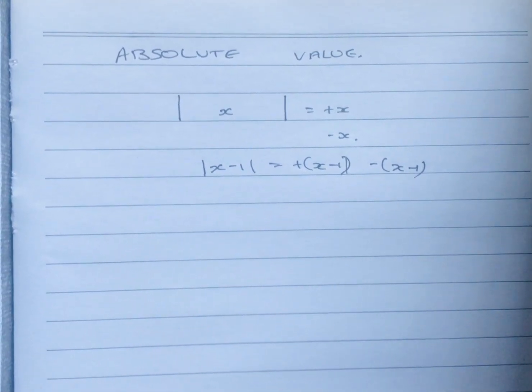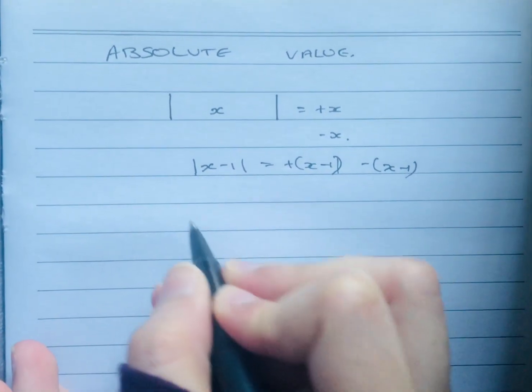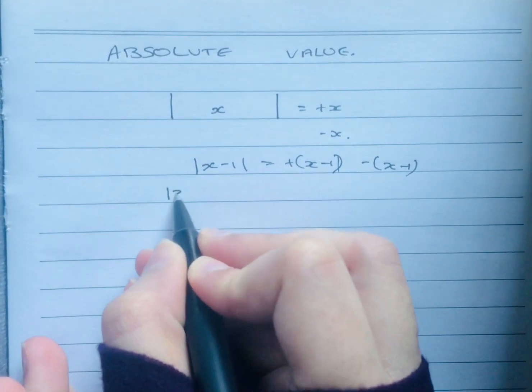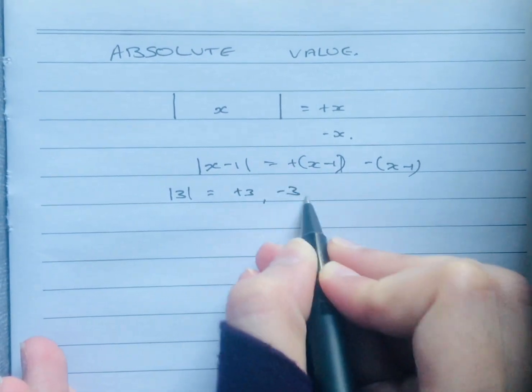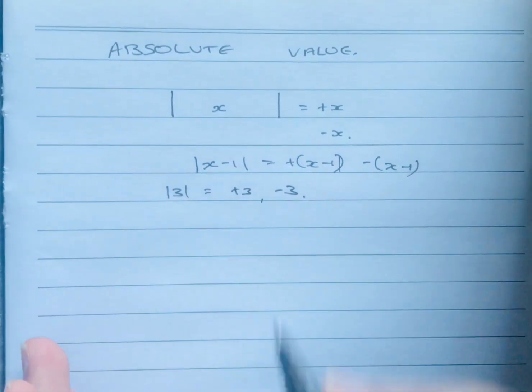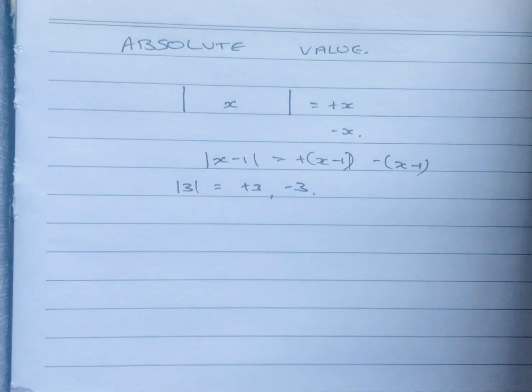So why are you learning this? Let's put a number instead and let's see how it would be. So for example, you have 3. It will either be positive 3 or negative 3. So there are two values for each absolute value. One of the values will be positive and one will be negative, okay?